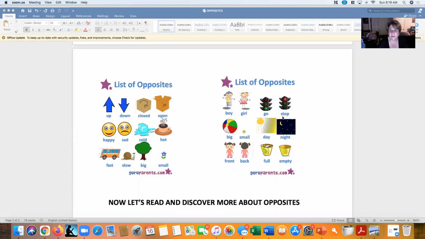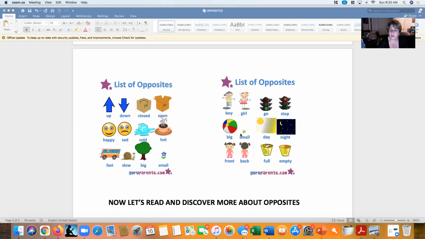And so, last list we have here, and there are still many more opposites that we're going to be talking about. Here are people. This one is a boy, and this one is a girl. Boy and girl are opposites. The same because they're people, but opposite because one's a boy and one's a girl. Here we have two lights. This one is green and this one is red. Do you remember what they mean? When it's green, it means the cars can go. And when it's red, the opposite of go would be to stop.